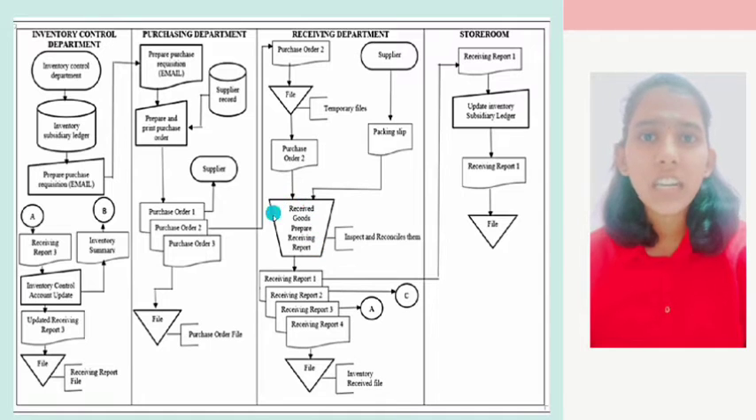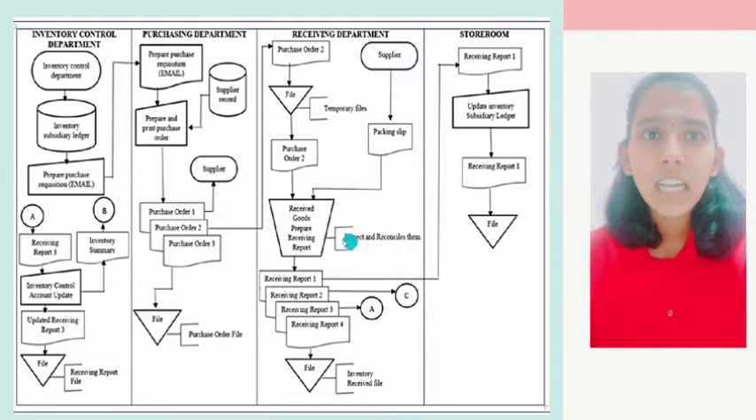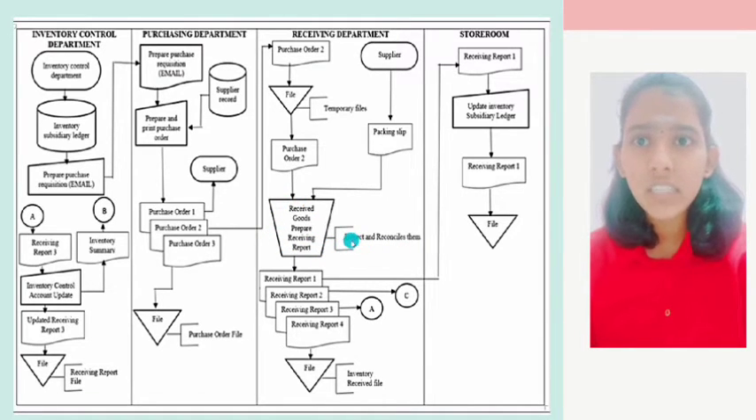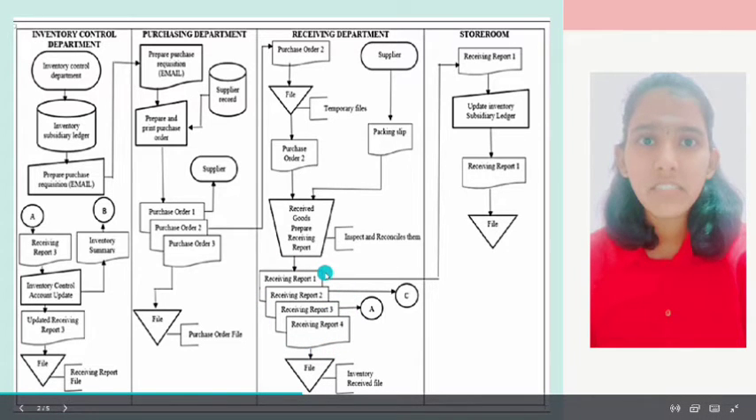When the goods arrive in the receiving department, the clerk inspects them and reconciles the items against the information in the purchase order and the packing slip. The clerk then manually prepares 4 hard copies of the receiving report.